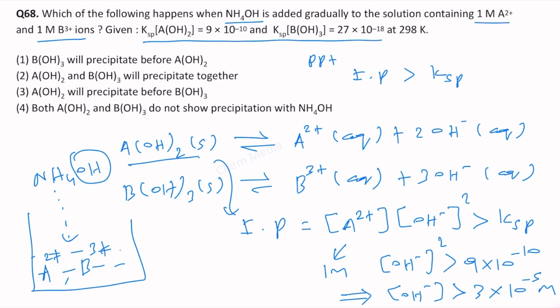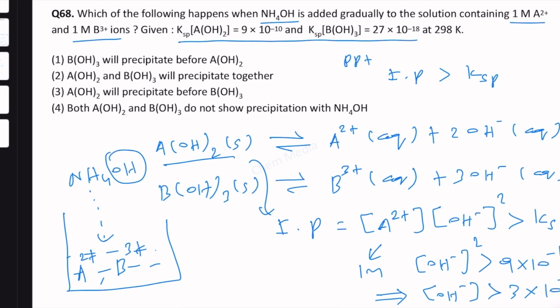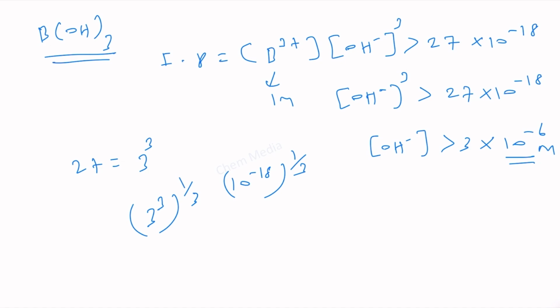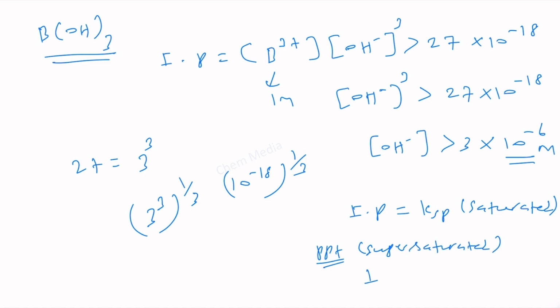What this means is that we require a very small amount of OH- from the ammonium hydroxide, and that would make a precipitate of BOH thrice. Because if you do a back calculation for both of them, ionic product would be equal to solubility product in both the cases. That means the solution is exactly saturated. But to make a precipitate, that means to make a solution supersaturated, we have to exceed the solubility product. IP value has to exceed the solubility product.